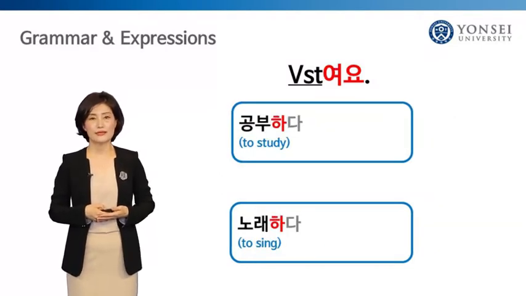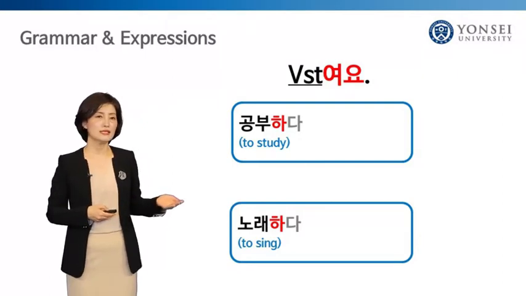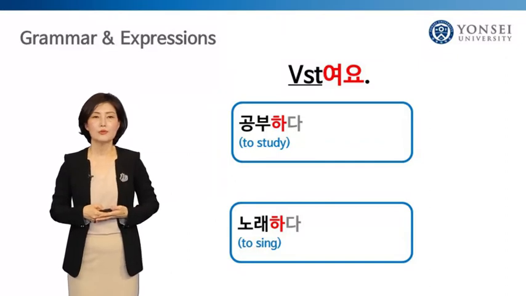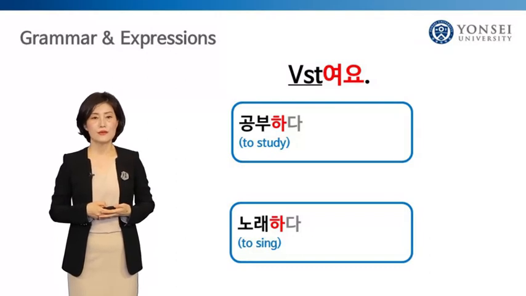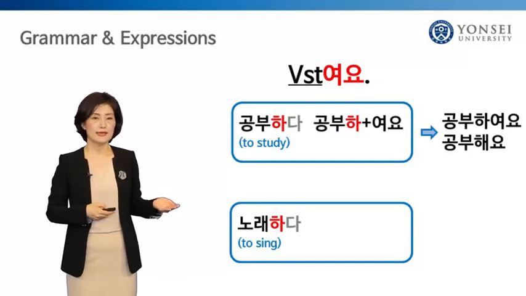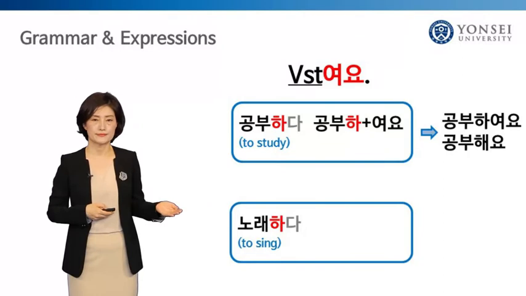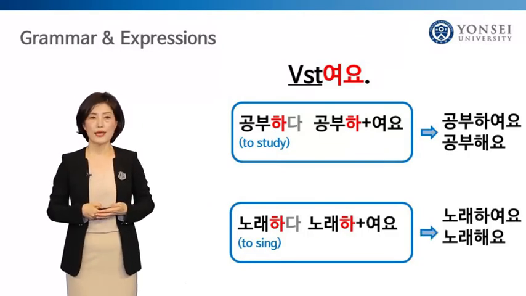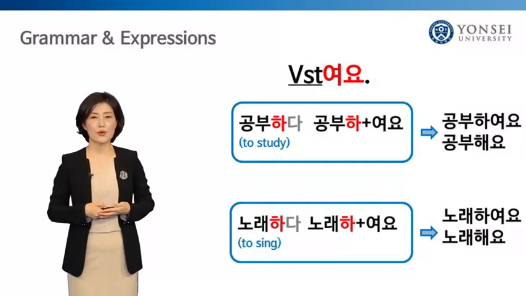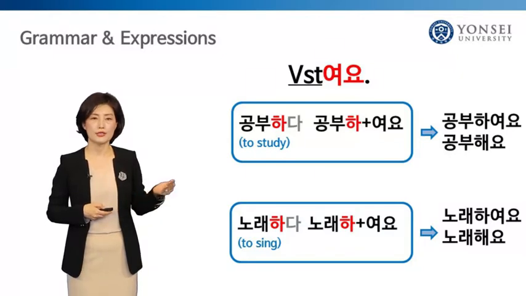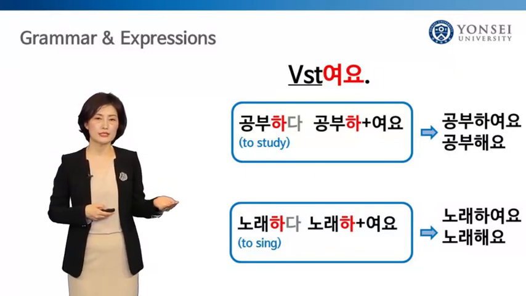Lastly, there are verbs that end with 하다. These 하다 verbs take 여요. Examples are 공부하다, to study, and 노래하다, to sing. The verb stems are 공부하 and 노래하 respectively. 공부하다 becomes 공부하여요 by adding 여요 to the stem 공부하 and is often contracted to 공부해요. 노래하다 also has 하다 for its ending, so it takes 여요. We get 노래하여요 when we put 노래하 and 여요 together, and it can also be contracted to 노래해요.